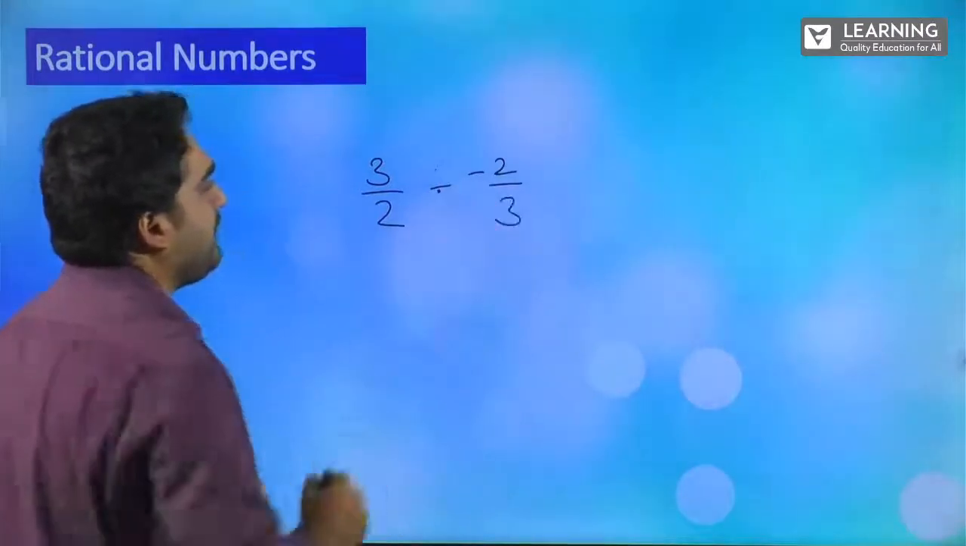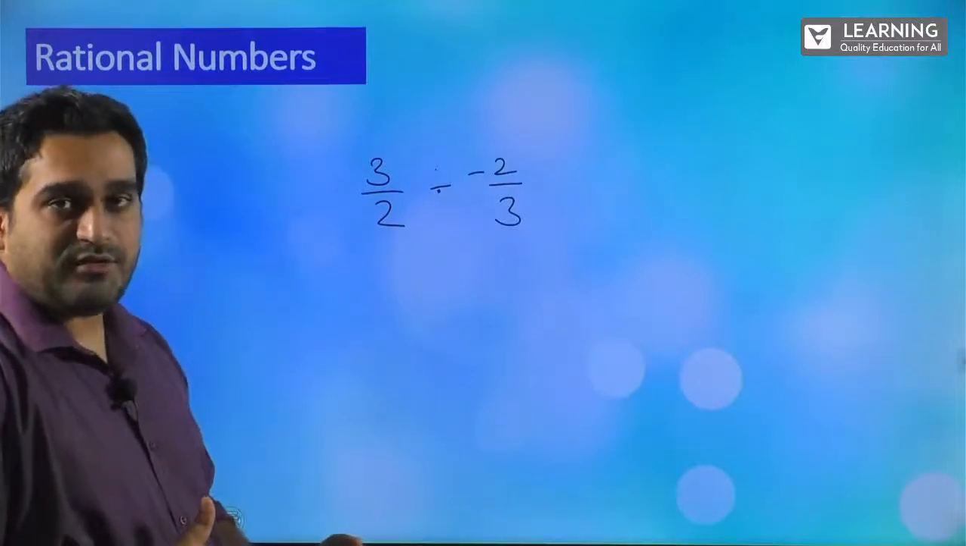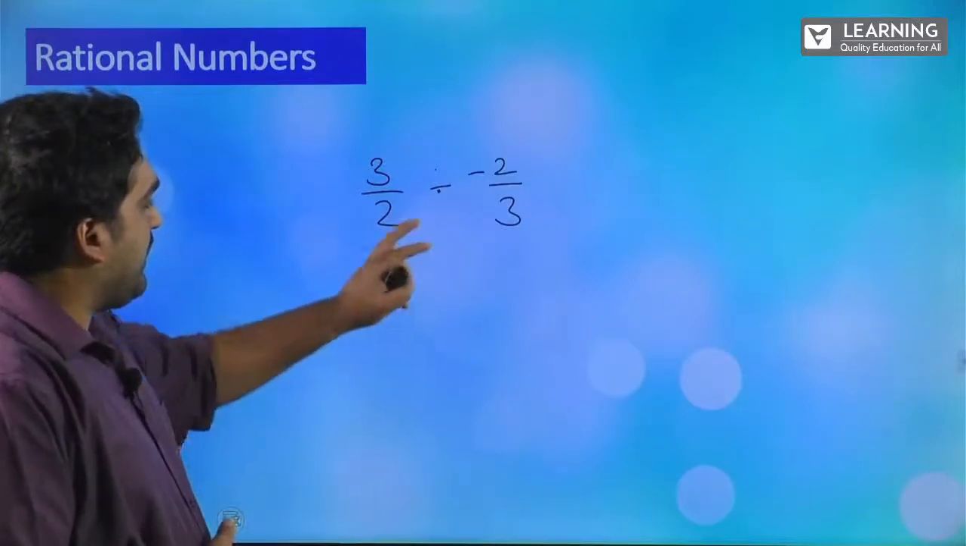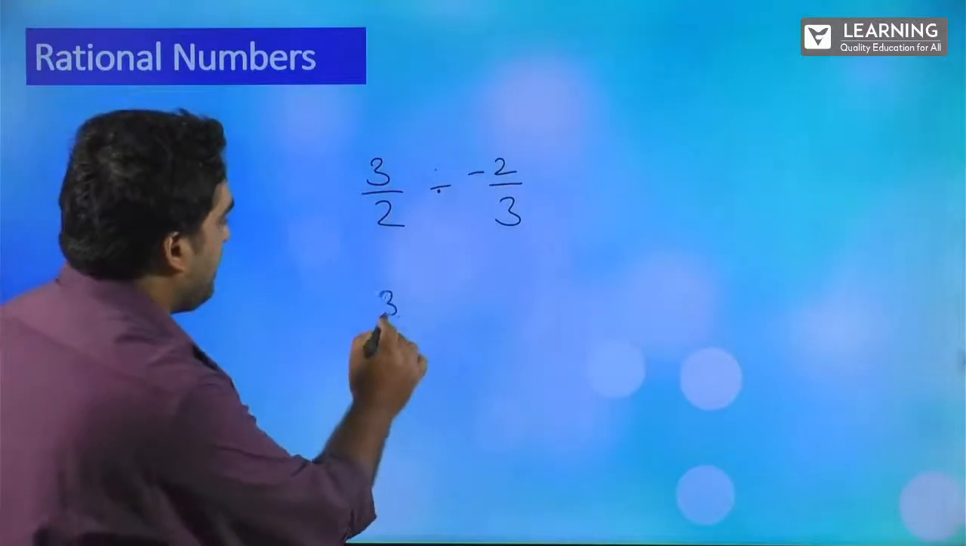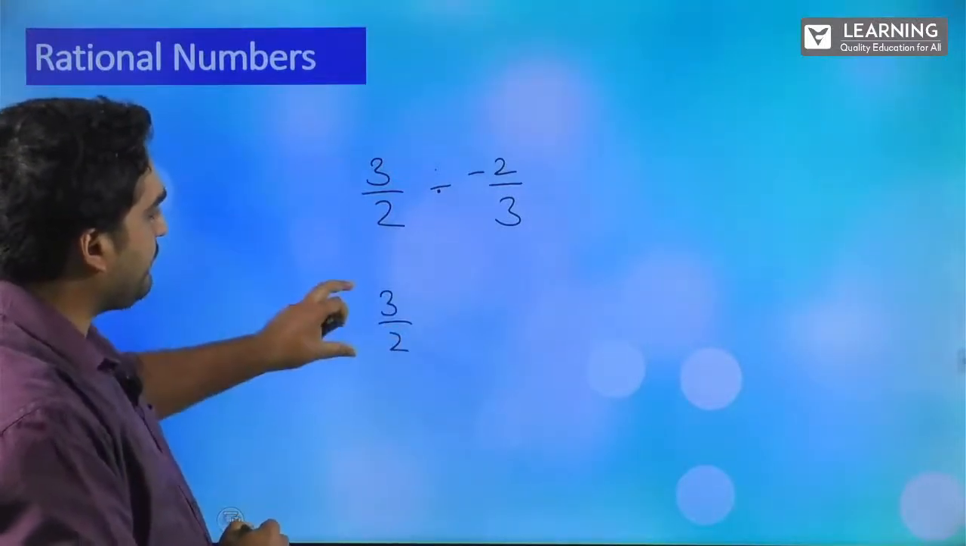2 by minus 2 by 3. Division is also a very simple trick. The trick that it involves here, let me show it step by step. First you write the dividend, which is 3 by 2.